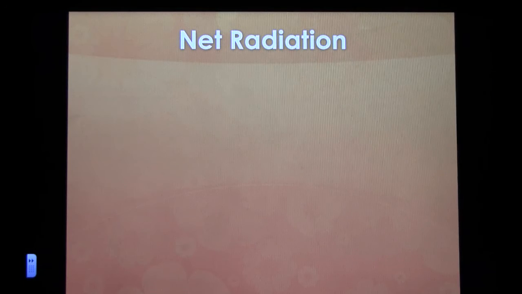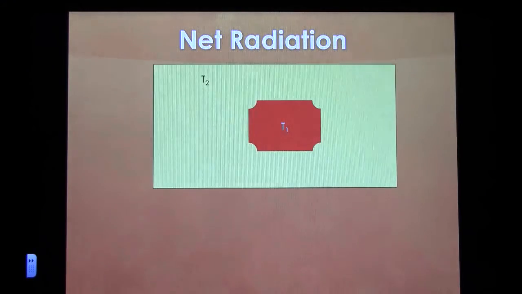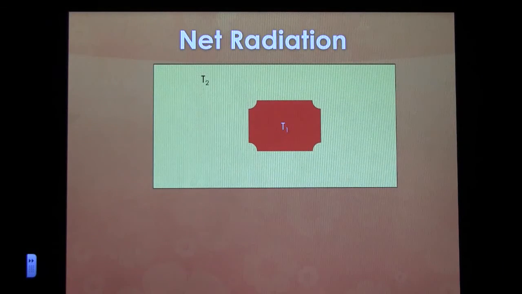The previous equation for rate of radiation refers to the rate of radiation given off by one object. But if energy is given off by one object, it must be absorbed by another. Heat is always exchanged between two objects. We can determine the net amount of radiation transmitted between two objects. Consider an object at a temperature T1 and its surroundings at a temperature of T2.